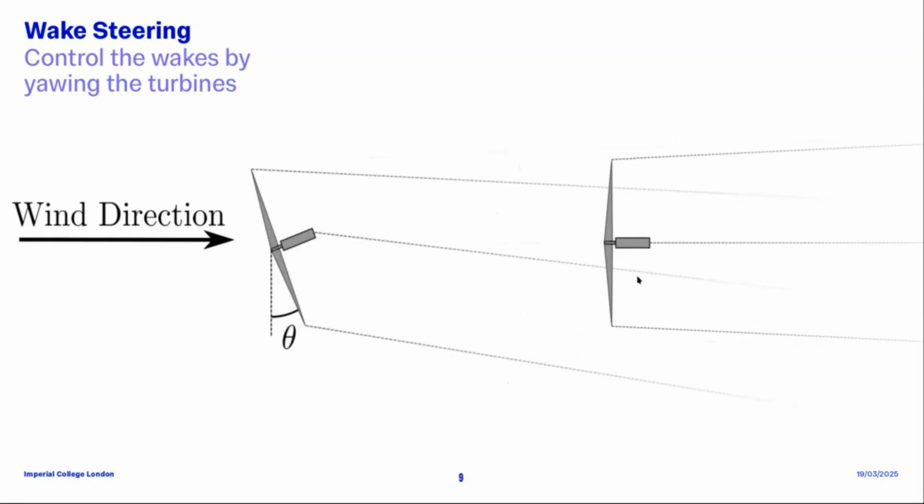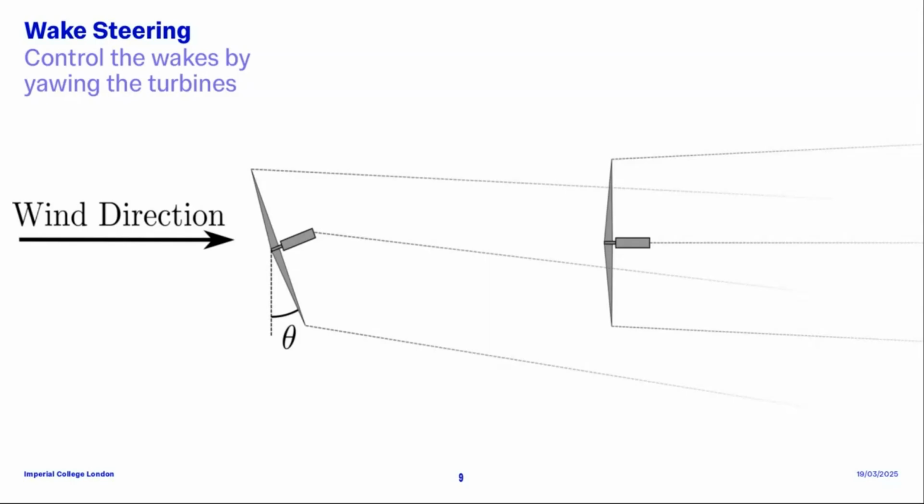If we tilt or point the wind turbine not directly at the wind but at an angle, we can then deflect the wake to the side to some degree, and therefore reduce the effects of the wake on the power output of this small wind farm that we have here. And so this is something that we want to investigate further.